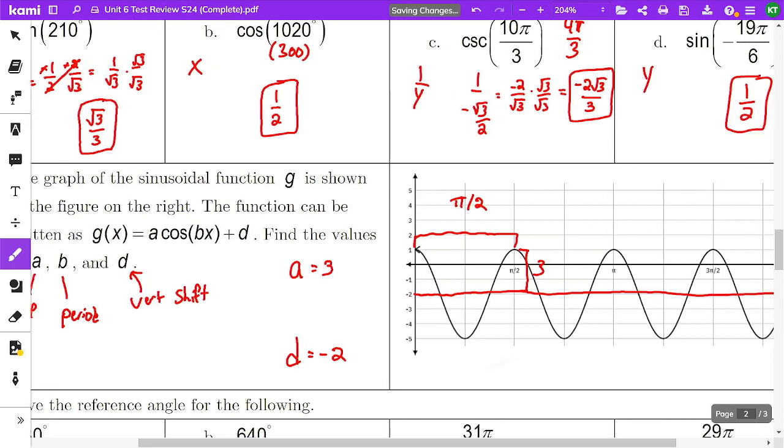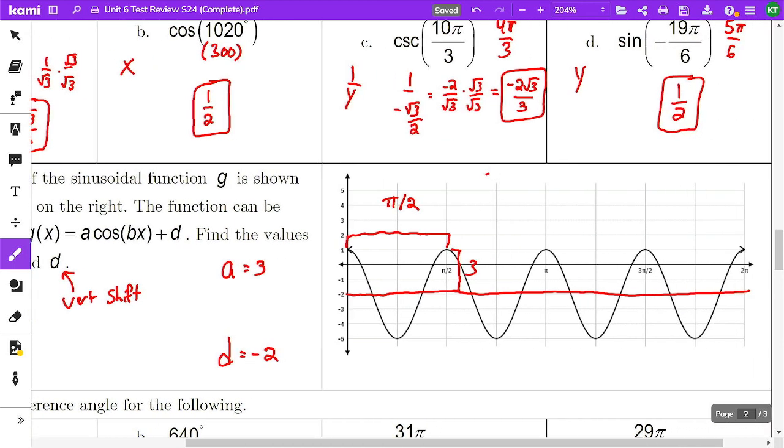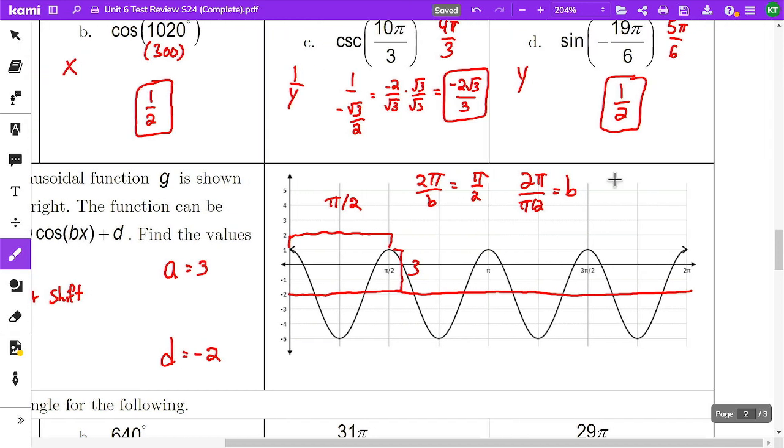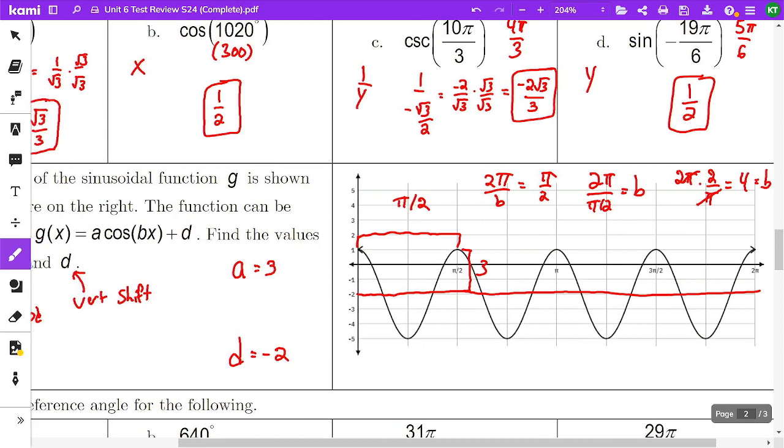And to get my B value, I'm going to do 2 pi divided by B equals pi over 2. And then I switch that out. So I'll actually just have 2 pi divided by pi over 2 equals B, which is the same thing as 2 pi times 2 over pi. The pi's will cancel each other out, so I'm just left with 4 is equal to B. So my B value here is going to be 4. So those are my A, B, and D values on this question.